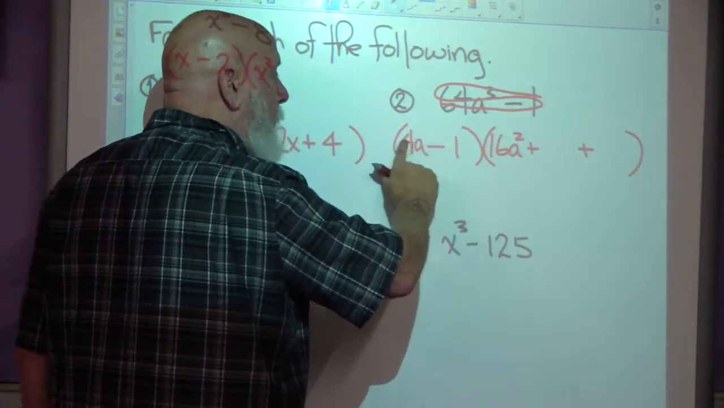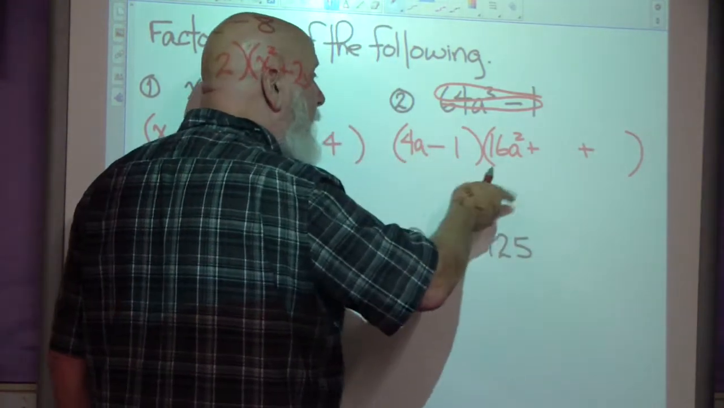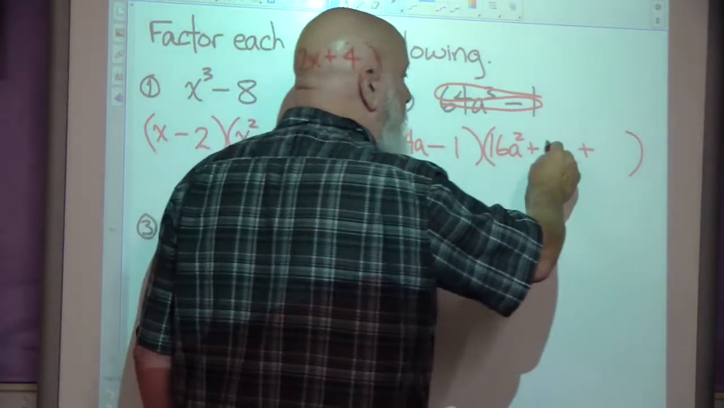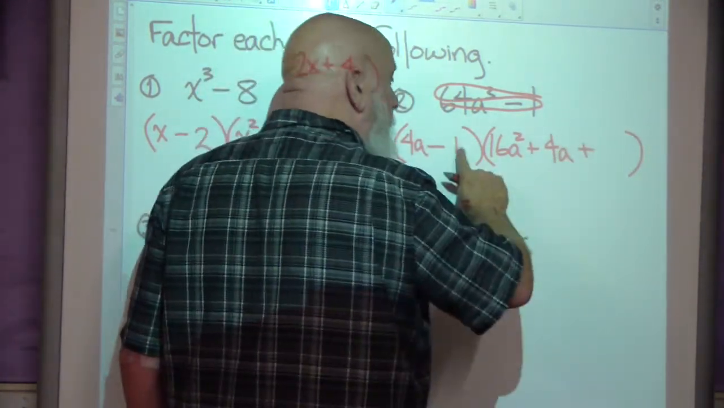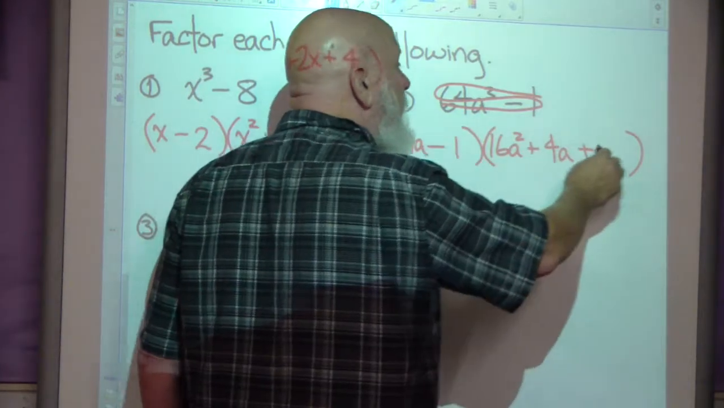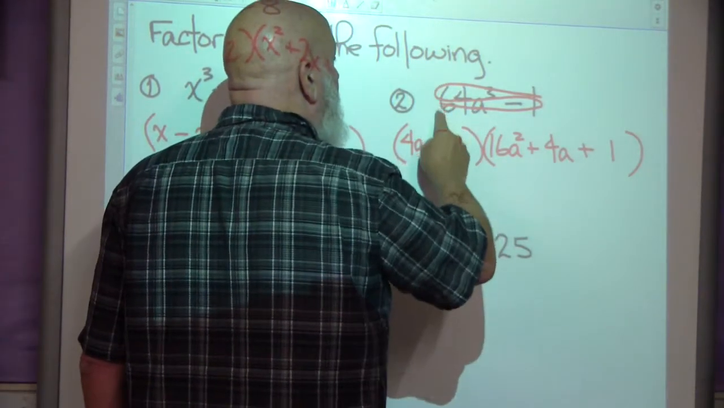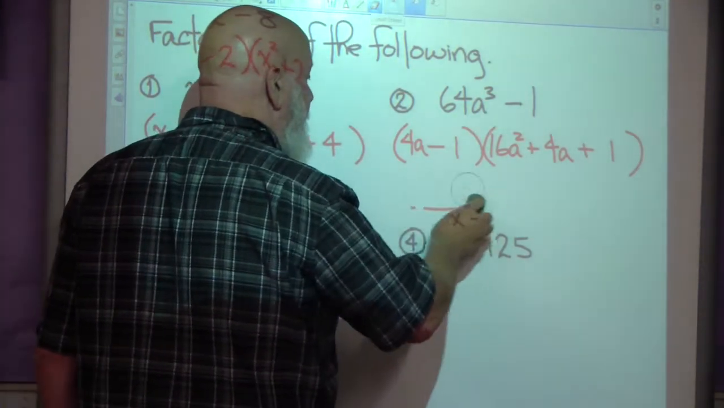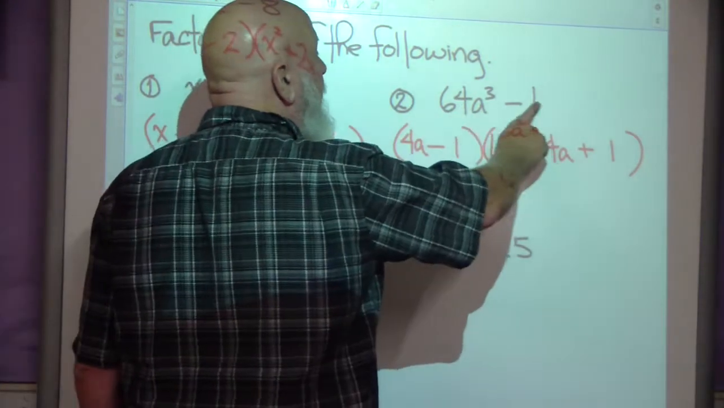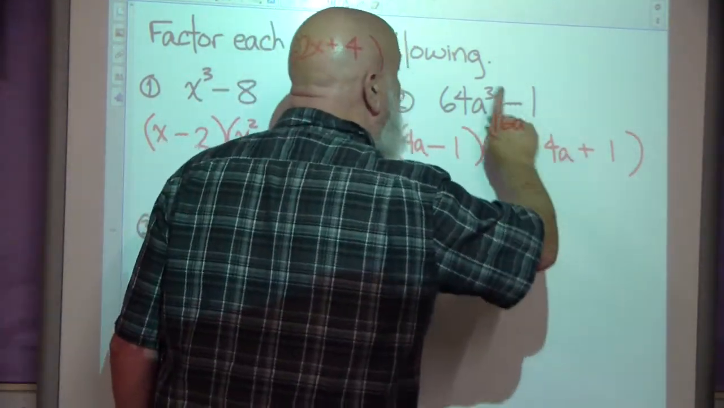Multiply these two together. 4a times 1. Again, we've already pre-placed our plus and minus signs, so don't call it negative 4a. 4a times 1, 4a. And then we square this one for this blank. 1 times 1 is 1. And unless we've made a mistake with our arithmetic, we've got this difference of two perfect cubes factored. This times this will give me that.